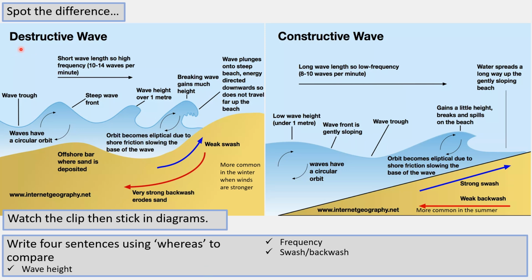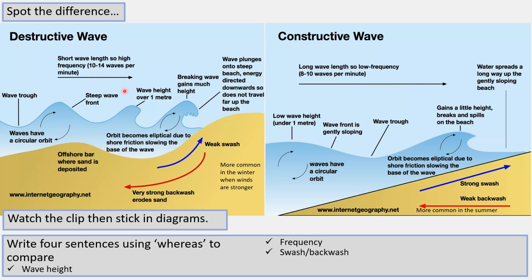So we've got a destructive wave. A destructive wave causes erosion. It removes sediment from the beach. If we look at the features in the animation, we can see a destructive wave has a very strong backwash, so it takes sediment away. It's got a weak swash. Destructive waves are tall. They can be over a meter in height, and they also have a short wave frequency. So you can get 10 to 14 waves per minute, so there's lots of waves.